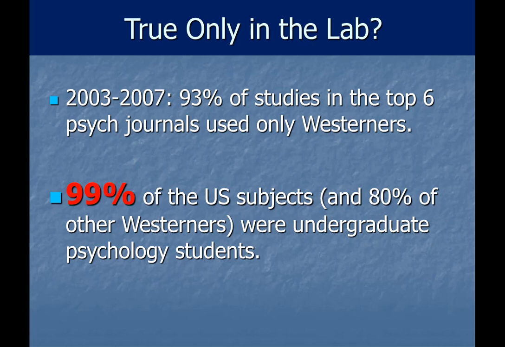So just to give you an example, people have quantified this. About 93% of studies in the biggest psych journals used only Westerners as their sample. And 99% of participants in psychology studies in the United States, and even 80% in other Western nations, but in the United States, almost 100% of the people we study in psychology studies are undergraduate psych students. And that is absurd when you think about the fact that those people may not represent humans in general, right? They may not be representative, and so our conclusions about psychology don't necessarily generalize to everyone.